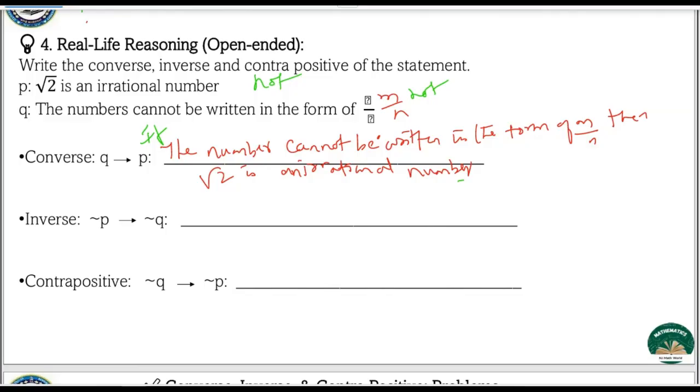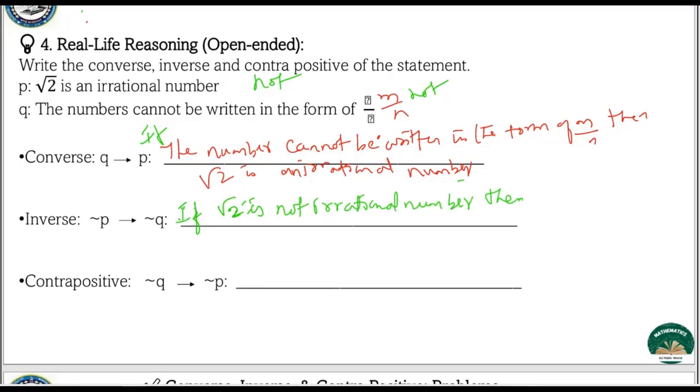So yeah, it is. If root 2 is not an irrational number, then the number cannot... if it is negated, "cannot" becomes "can". The number can be written in the form of m by n.